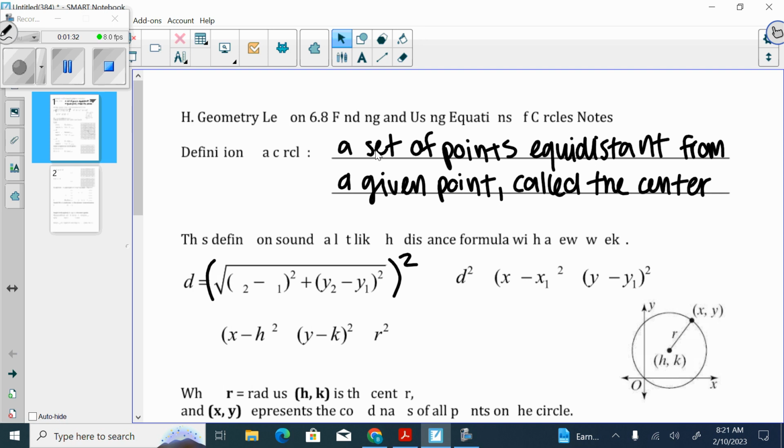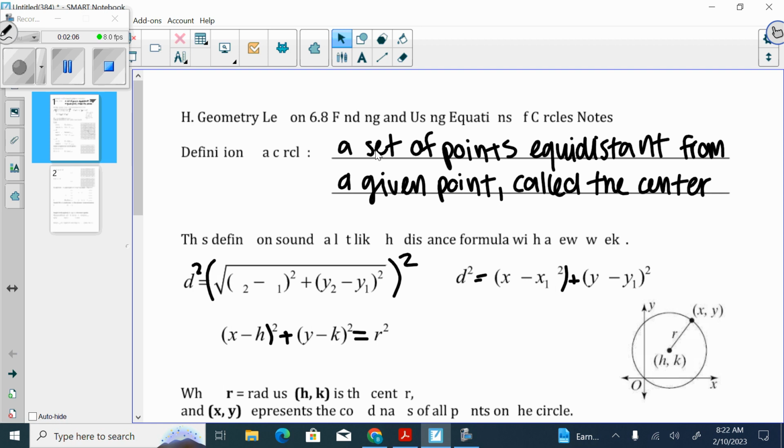But if I square one side of the equation, I have to square the other side as well, right? So that's exactly what you would end up with here. d squared equals the exact same formula, just without the square root over the top. And that's pretty much exactly what our equation is for a circle. It's your (x minus h) squared plus (y minus k) squared equals your r squared, okay?